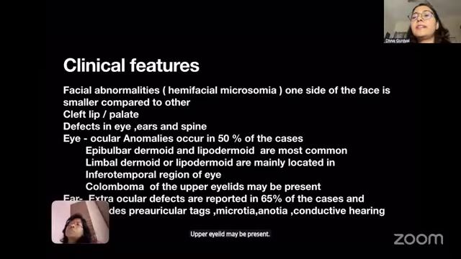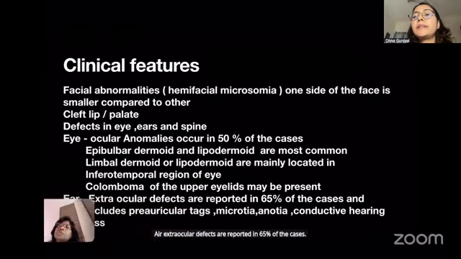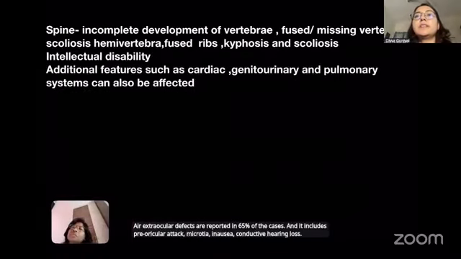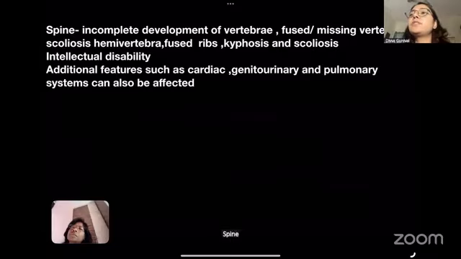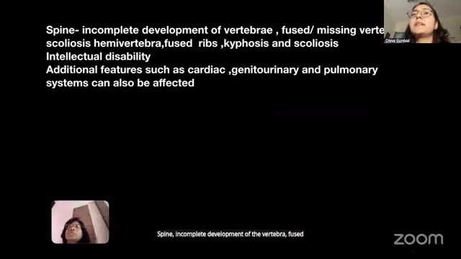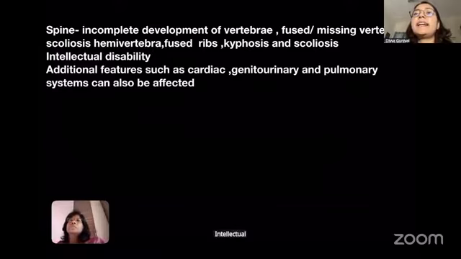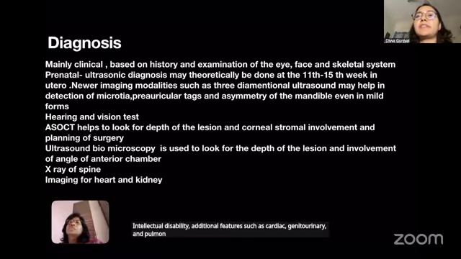Extraocular defects are reported in 65% of the cases, and include preauricular tag, microtia, anotia, conductive hearing loss. Spine: incomplete development of the vertebra, fused or missing vertebra, hemivertebra, fused ribs, kyphosis, and scoliosis. Intellectual disability: additional features such as cardiac, genitourinary, and pulmonary symptoms can be affected.